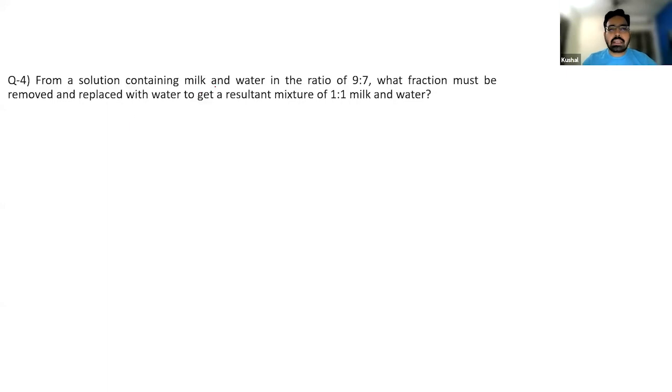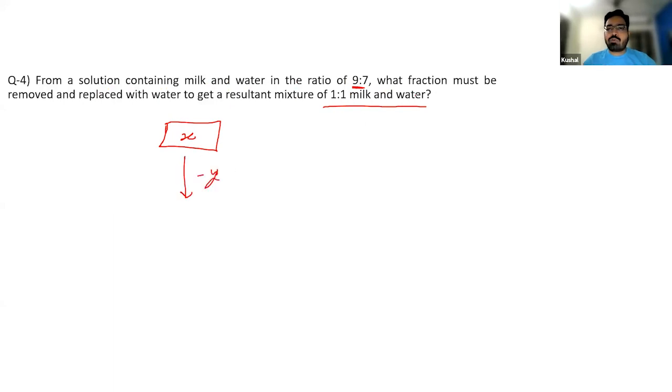From a solution containing milk and water in the ratio 9:7, what fraction must be removed and replaced with water to get a resultant mixture of 1:1 milk and water? So suppose I have a total quantity X. Now watch it very carefully. There is a total quantity X. From there, I'm removing Y.